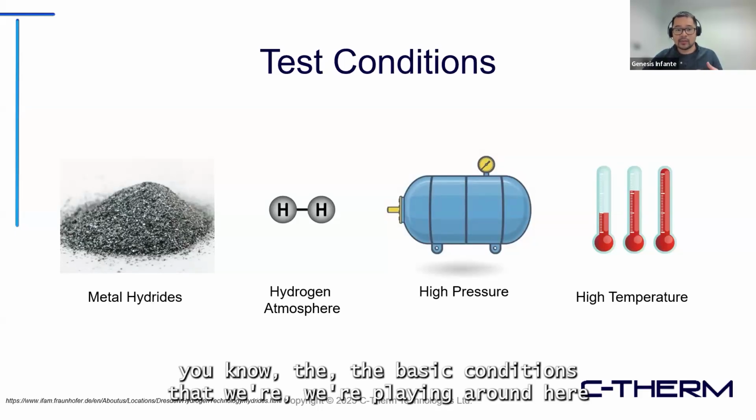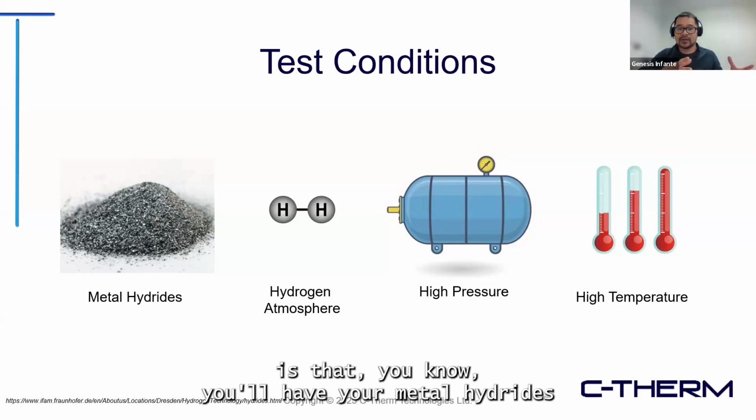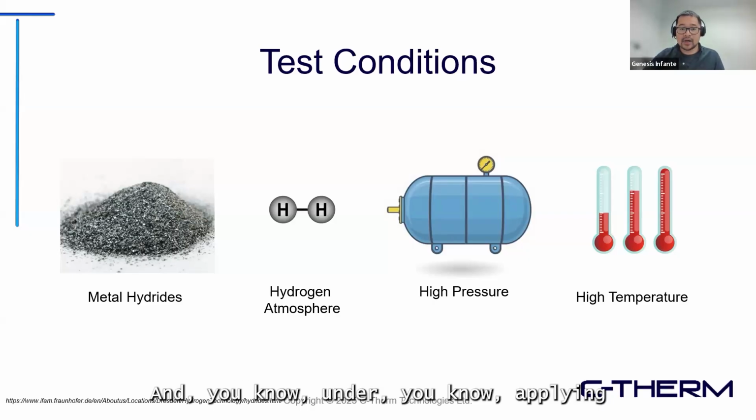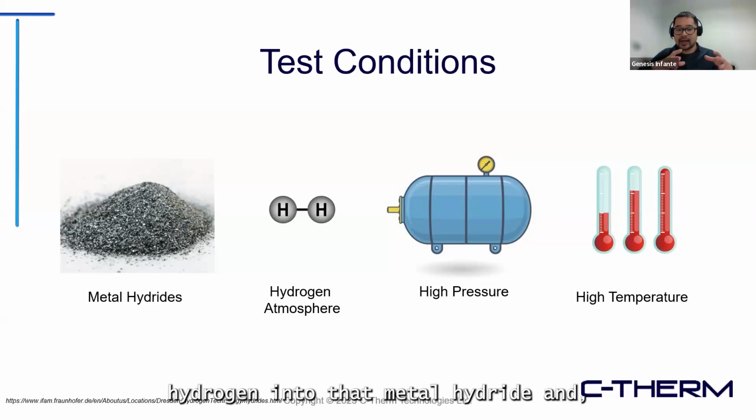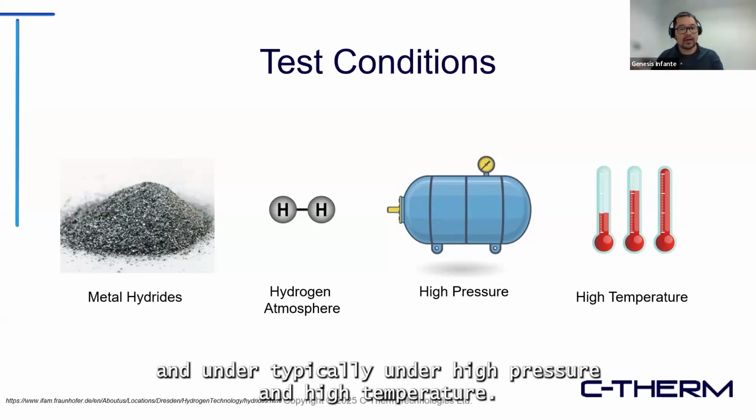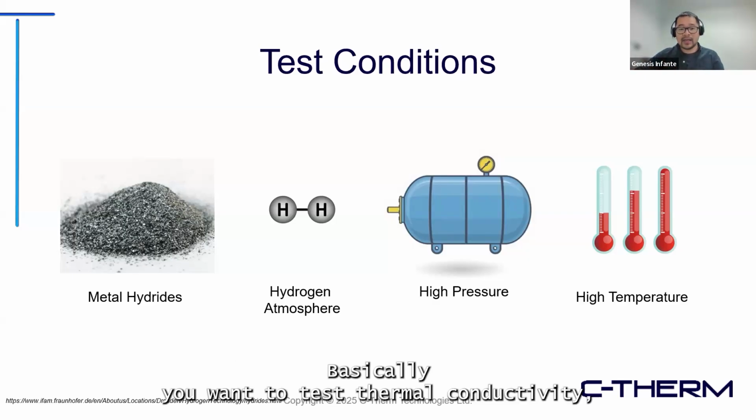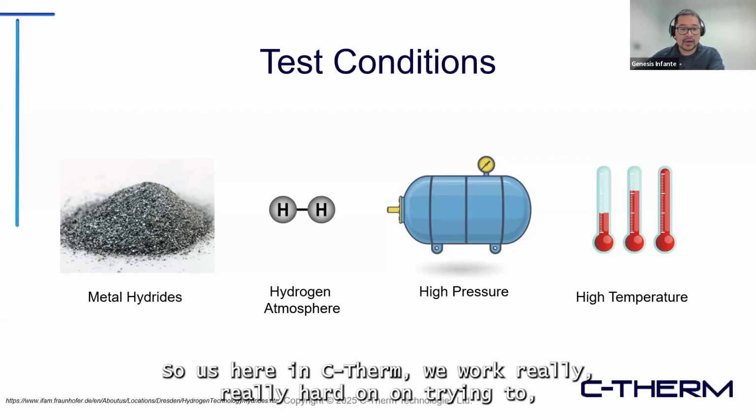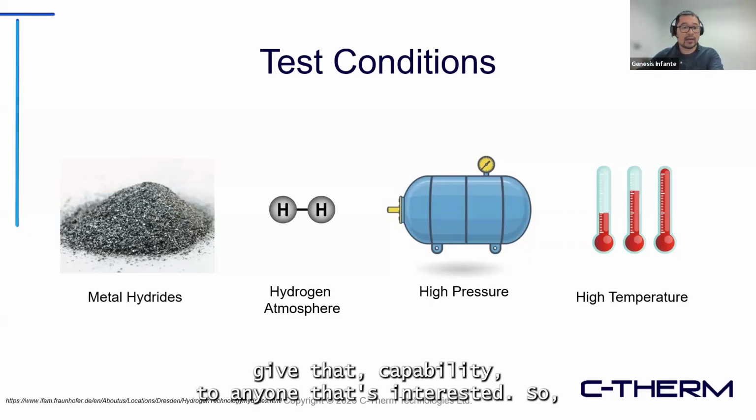The basic conditions that we're playing around with here is that you'll have your metal hydrides in different types of density and quality, and you apply hydrogen into that metal hydride, typically under high pressure and high temperature. Basically, you want to test thermal conductivity as close as possible to your target working condition. And oftentimes that can be very, very challenging. So here at C-Therm, we work really hard on trying to give that capability to anyone that's interested.